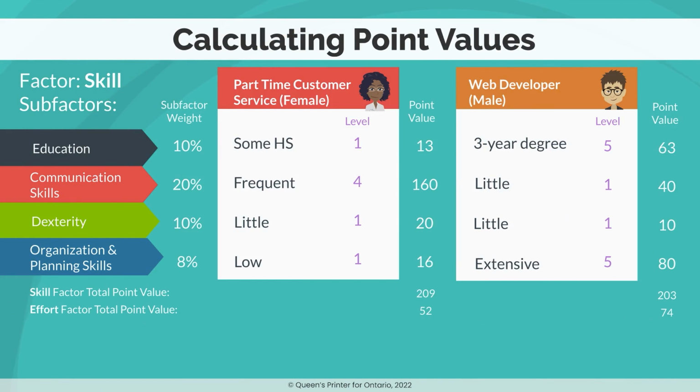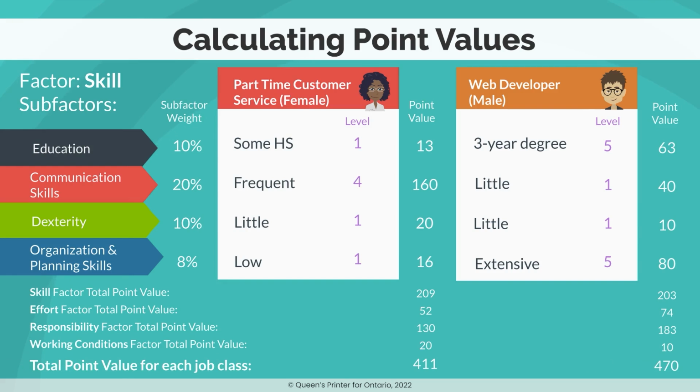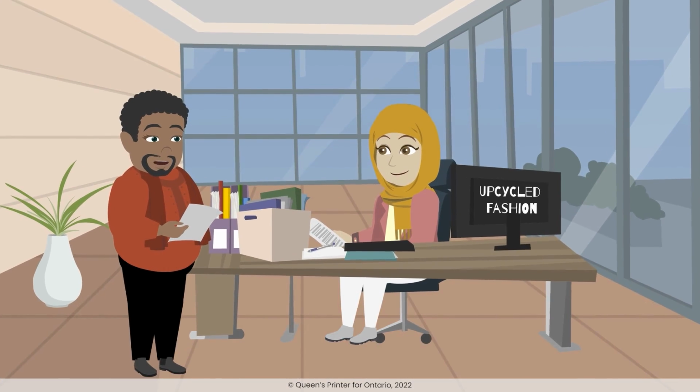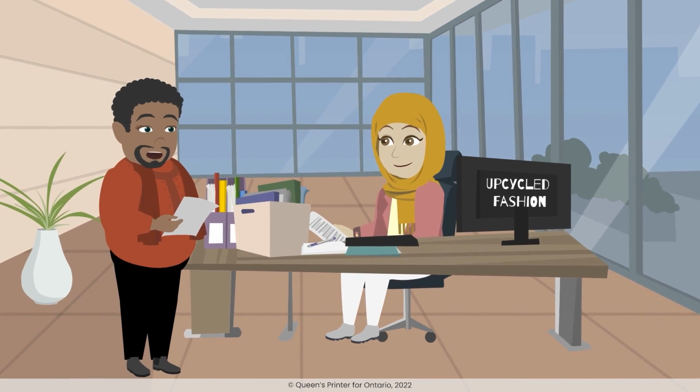We continue like this for each of our chosen subfactors for every male and female job class. Aha! So the toolkit will automatically calculate the total point value once we've selected the level for each job class for each subfactor. You got it. The toolkit then gives us a one-chart summary so we can see everything at a glance. All right, I think I've got it. Let's move on to step 4.